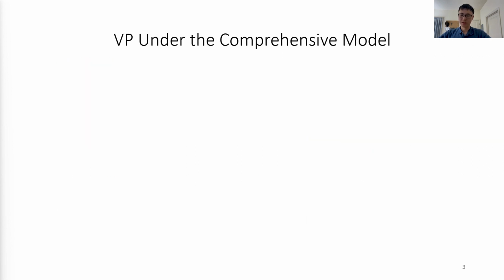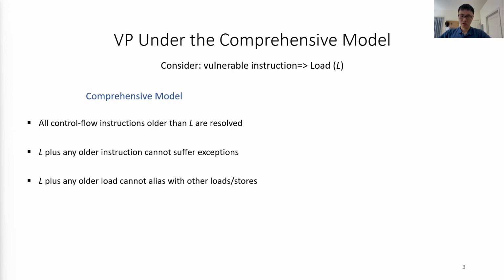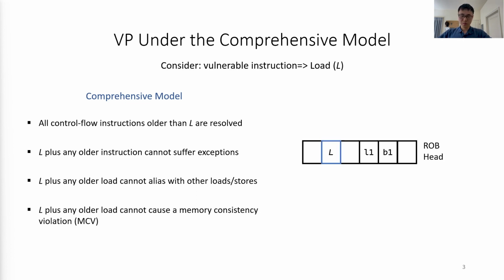Depending on the threat model, the conditions of reaching VP are different. For example, under the strictest Comprehensive model, for a vulnerable instruction load LD to reach VP, we require that all control flow instructions older than LD are resolved. LD plus any older instruction cannot suffer exceptions, and LD plus any older load cannot alias with other loads and stores, or cause a memory consistency violation. For example, if we assume there are two older instructions, branch B1 and load L1, in the ROB under the Comprehensive model, the load LD reaches its VP only after B1 is resolved, plus L1 and LD itself cannot suffer exceptions, aliasing, and MCVs.